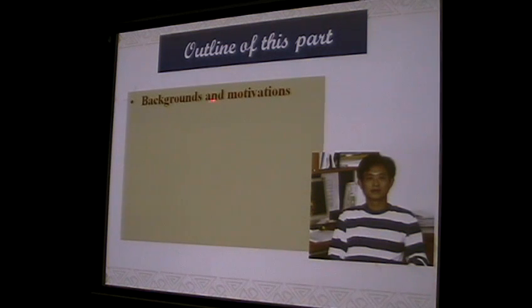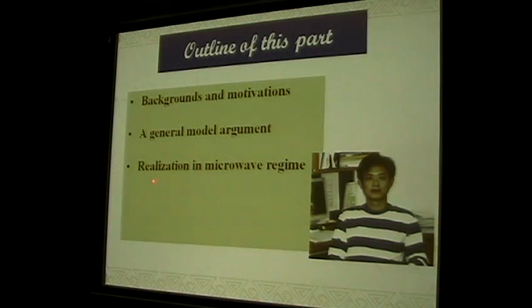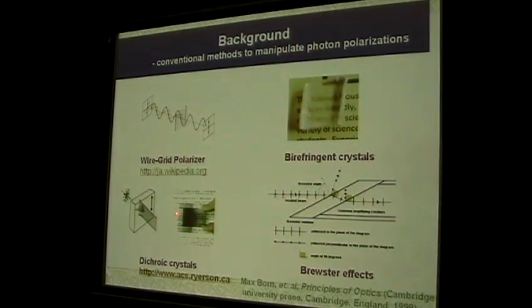So I first introduce the background and motivations, and then I give you a general model argument, and then I show you how we can realize the idea in the microwave regime, and then we transfer to the visible light regime, and then I conclude. So the background is that there are several conventional means to manipulate photon polarizations.